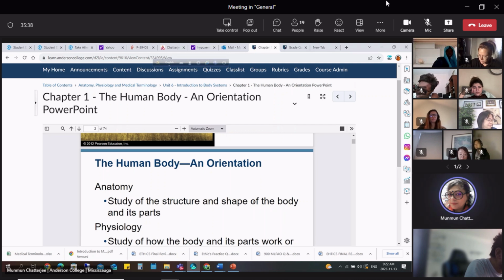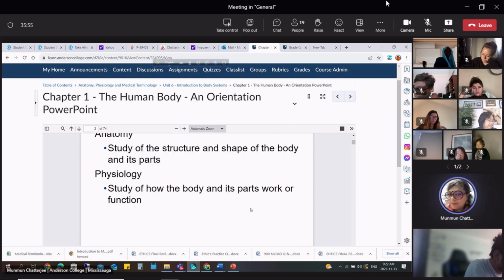How it forms the body, how the body looks, how it shapes the body, like the skeletal system and different systems. How the structure of the body is formed is anatomy. And physiology is how the different parts of the body function or work. That is physiology. Everybody knows that.